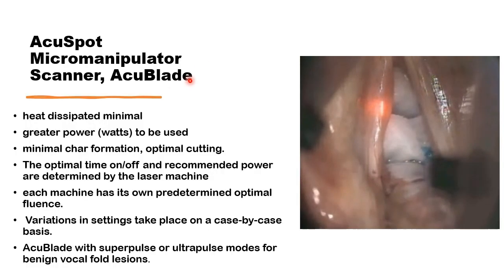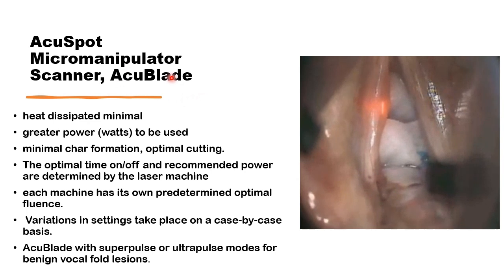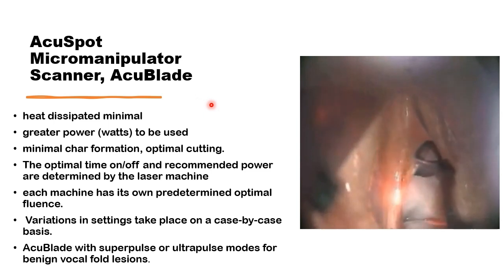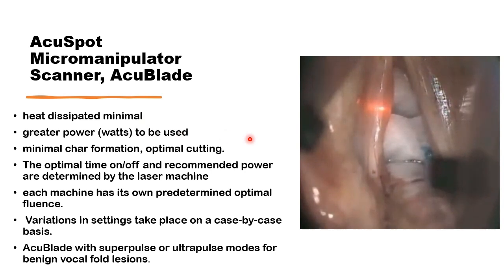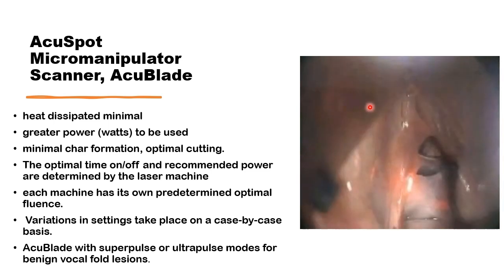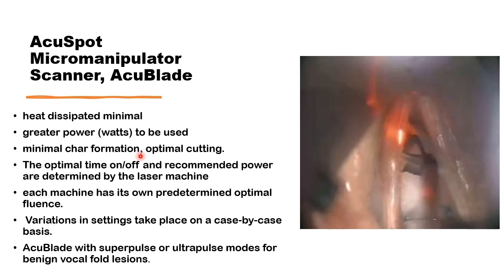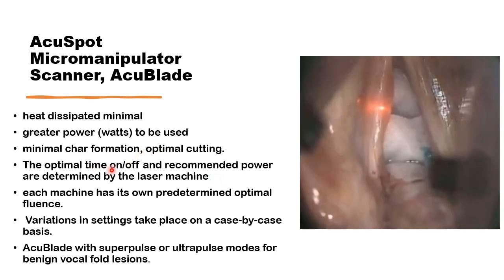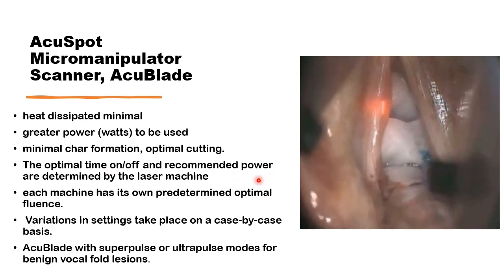So combining the scanning AccuBlade with a super pulse mode would allow minimum heat dissipation and a greater power in terms of watts to be concentrated into cutting the tissues or ablating it. This would cause minimal char formation, and also the machine can calculate the optimal time on and off and recommend the power required to carry out the job.